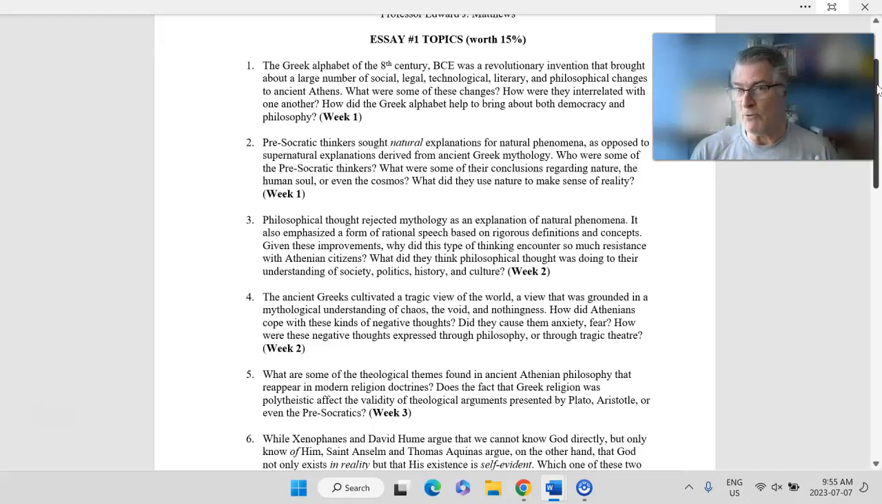Question 5. Now we're moving into module 3. Some of the theological themes that are discovered and discussed in ancient Athenian philosophy, whether it's Plato or Aristotle or even prior to them, the pre-Socratics. And does the fact of the Greek religion being polytheistic, rather than monotheistic, affect the validity of their arguments? How does that change it?